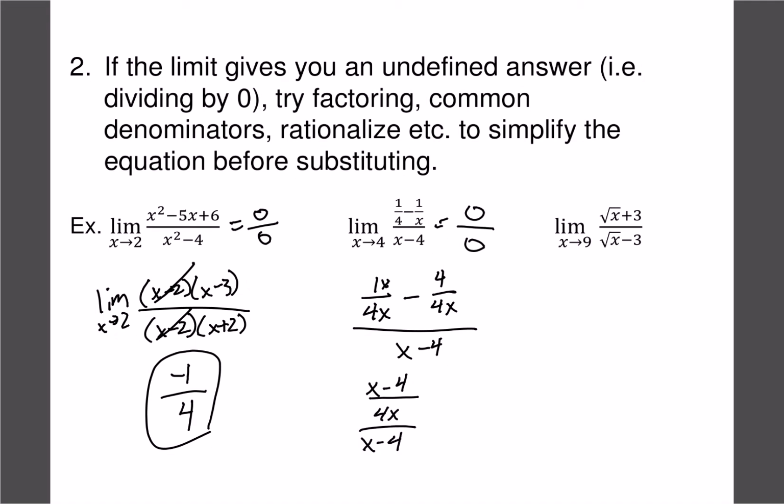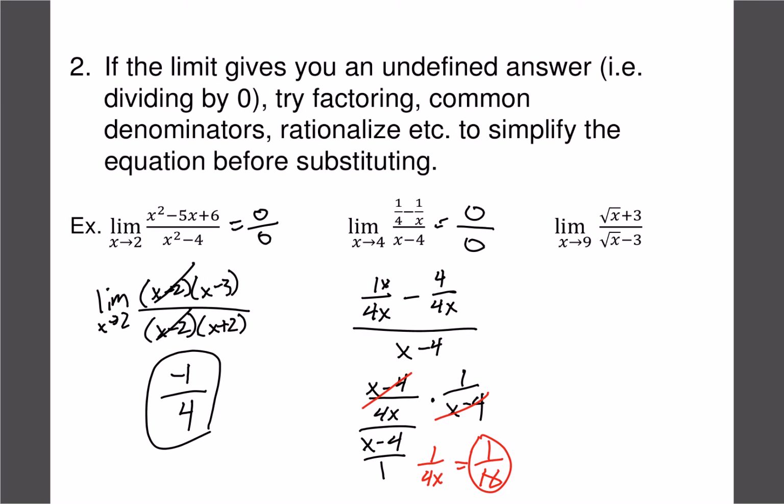All of that's going to be x minus 4. So we can actually bring that up. Let's write that as over 1, and let's multiply by the reciprocal. And we can see that we actually get those factors to cancel out. So all of this will simplify to just 1 over 4x. Now if we plug in the 4, we get 1/16. So that is the correct limit in this case.